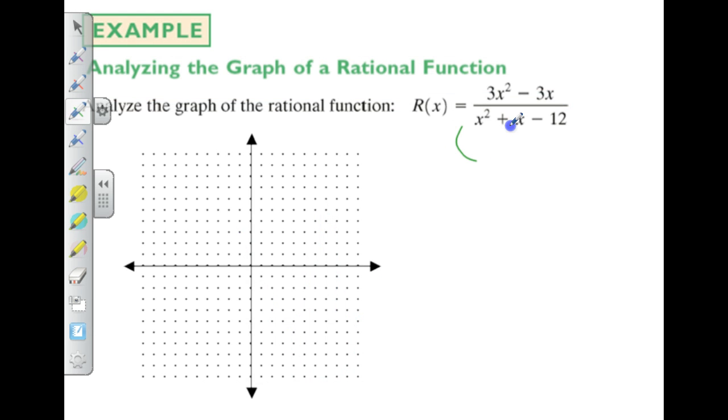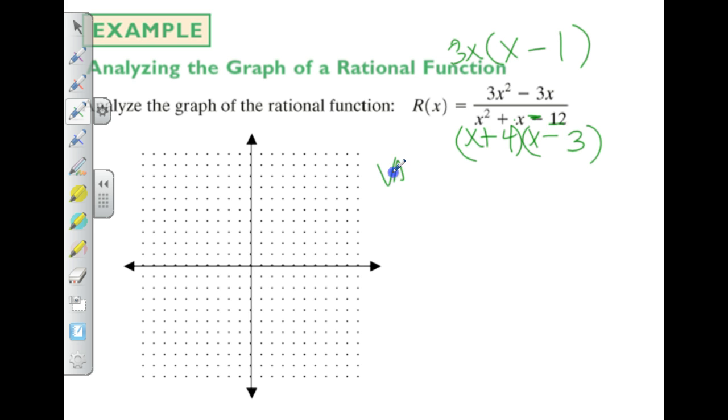For this one, I would go ahead and factor this first, looking for any removable. That would be a hole for the function. So up top, we can factor out a 3x, leaving me with x minus 1. And down bottom, I think factors of 12 that differ by 1 are 4 and 3. Signs are different. The larger term is positive. And it doesn't look like anything cancels.